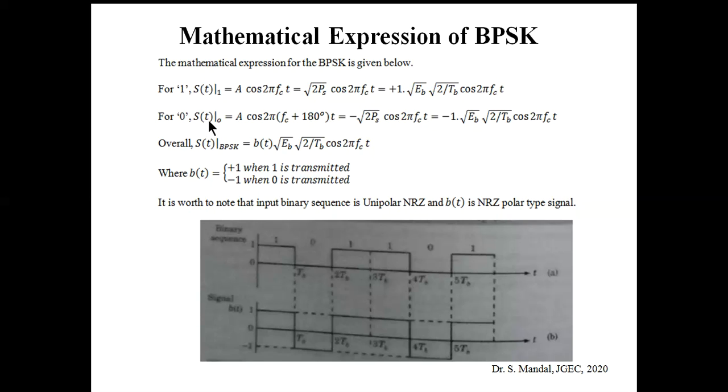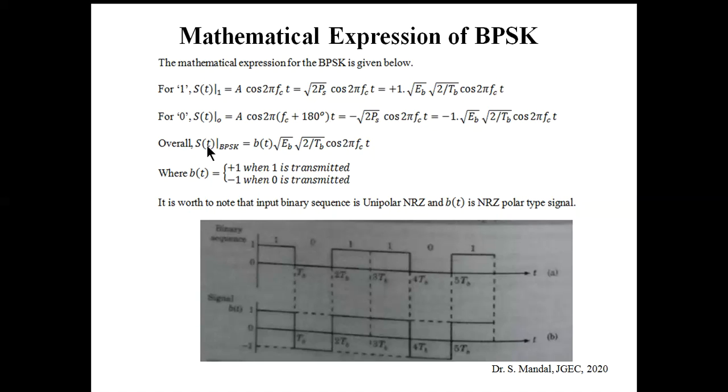However, for 0, the modulated wave has a phase shift of 180 degree. So you can write the corresponding equation as A cos of 2 pi fc plus 180 degree into t. It can be written as minus root 2 Ps cos 2 pi fct, as we already know cos of 2 pi fc plus 180 equals minus cos 2 pi fct. After that, it can be expressed in terms of energy: minus 1 multiplied by root over Eb into 2 by Tb cos 2 pi fct.